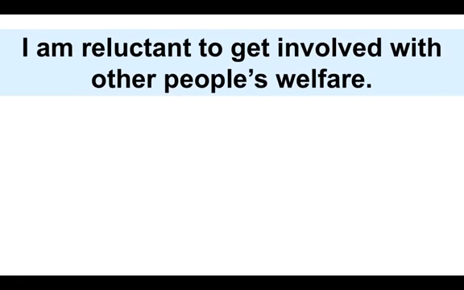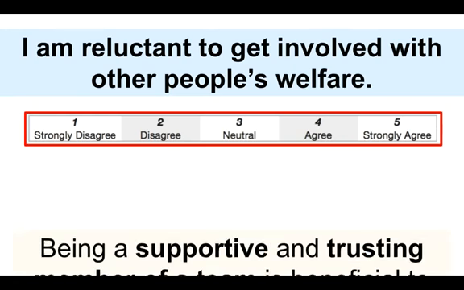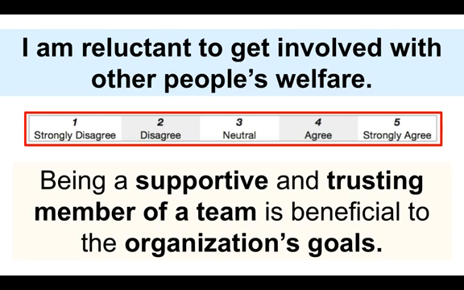Okay, let's have a look at some more. I am reluctant to get involved with other people's welfare. Strongly disagree, disagree, neutral, agree, or strongly agree. Now, being a supportive and trusting member of a team is beneficial to the organisation's goals. So I would put disagree there. I am reluctant to get involved with other people's welfare. I disagree. I will get involved with other people's welfare.